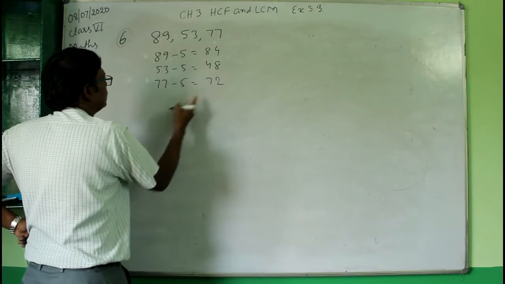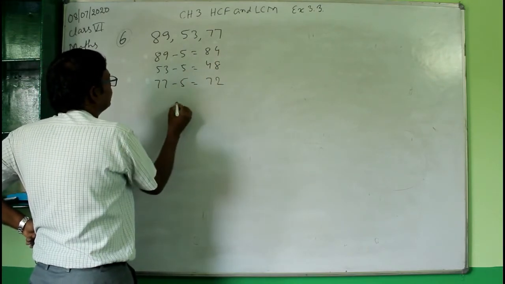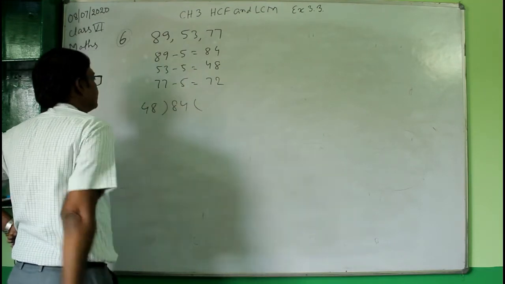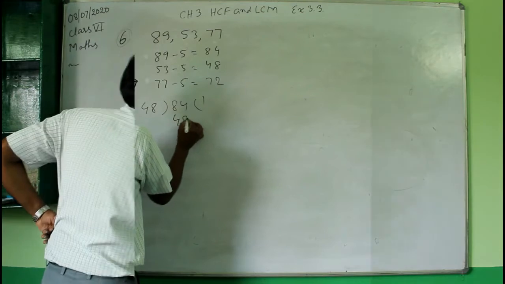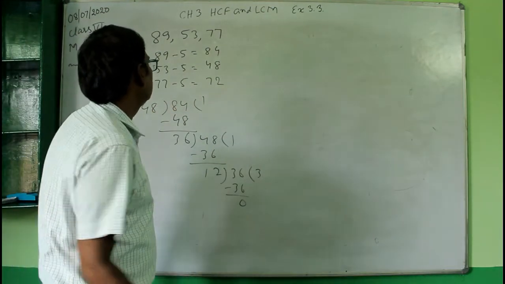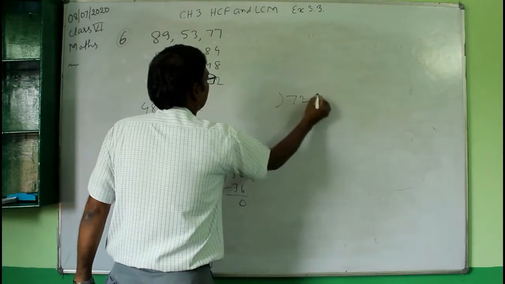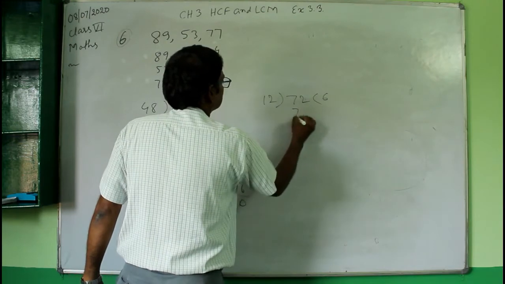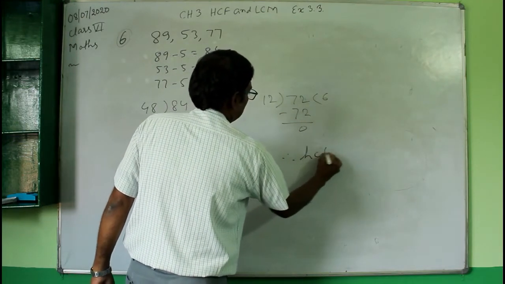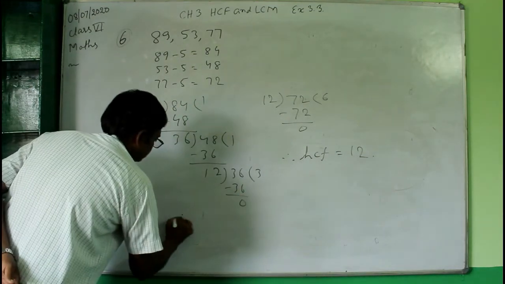So find the HCF here. Take 84 and 72 or 84 and 48. So divide 84 by 48. It will go by 1. So the HCF of 48 and 84 is 12. Now find the HCF of 72 and 12. So 72 divided by 12 equals 6, since 12 sixes are 72, then 0, and therefore the HCF is equal to 12. So therefore the required number is this.